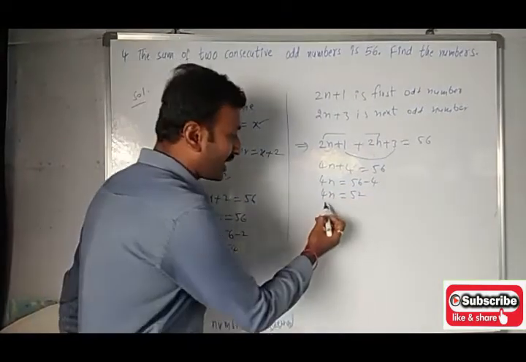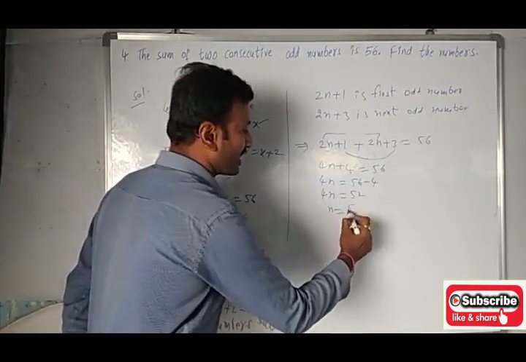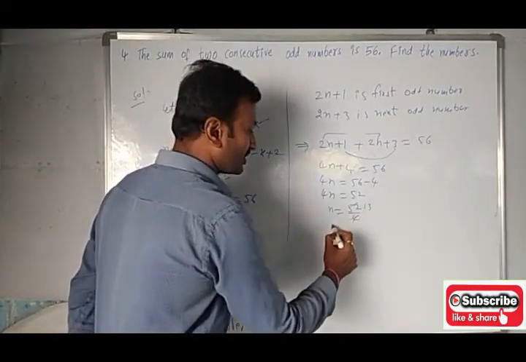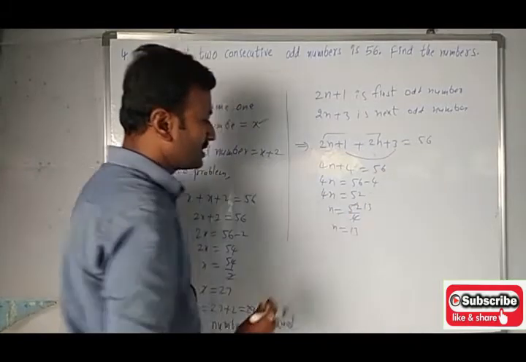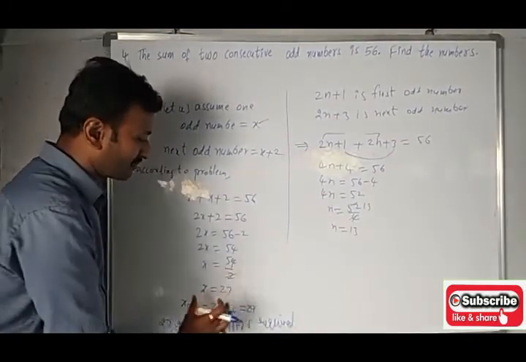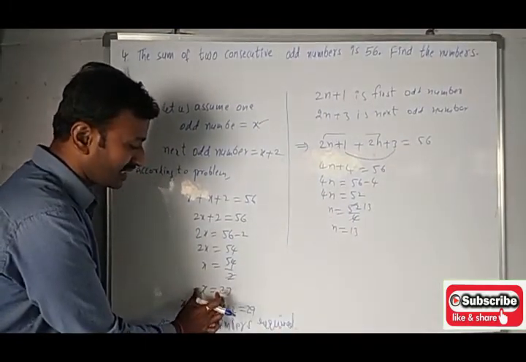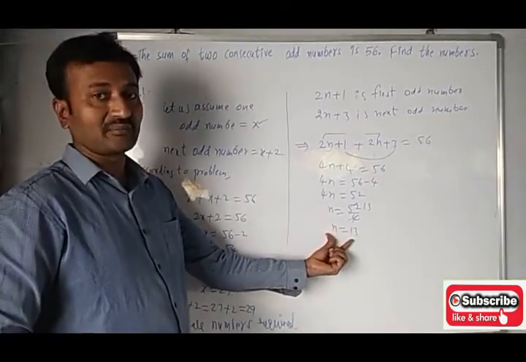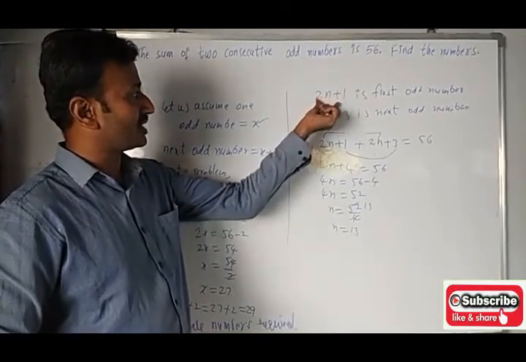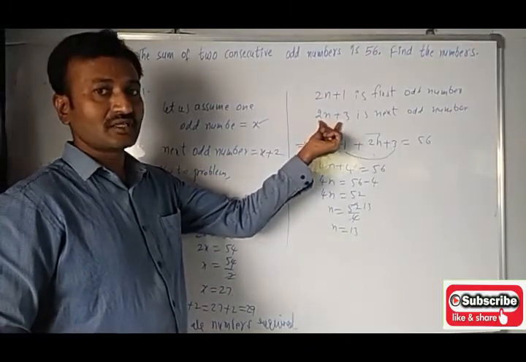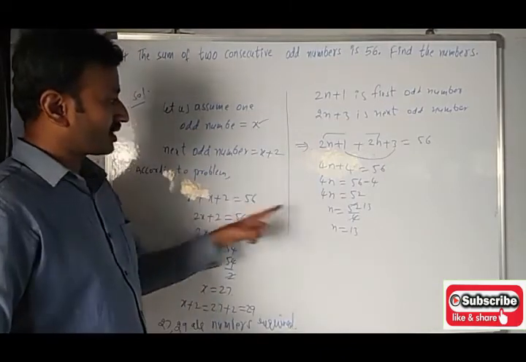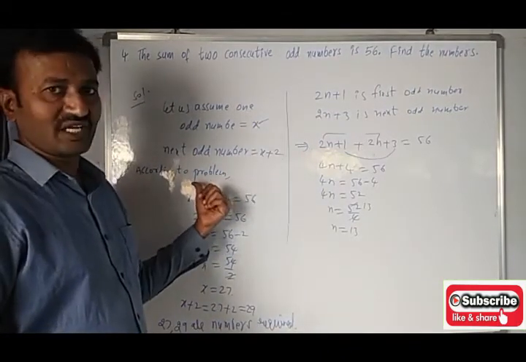Now 4 is multiplying, so it is transposed to the right-hand side and will divide. 4 ones are 4, 13 fours are 52. So n is equal to 13. Sir, here we got n, but here we got n and x plus 2 directly. But here we may not get the numbers directly. Substitute this n in these two numbers, then we get those numbers directly. So coming to this, it is very easy.